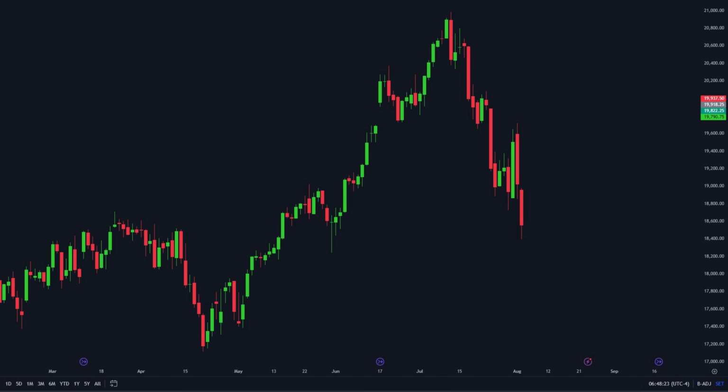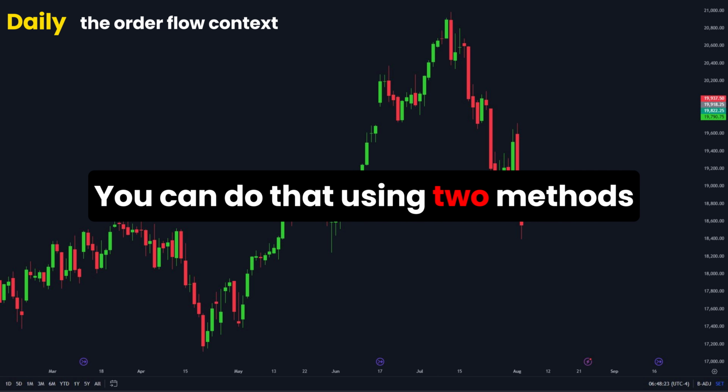First, let's head to the major time frame, which in this case is the daily chart. In this time frame, we need to define the order flow context, meaning the overall direction of the market and what the price is doing in the current moment. You can do that using two methods.